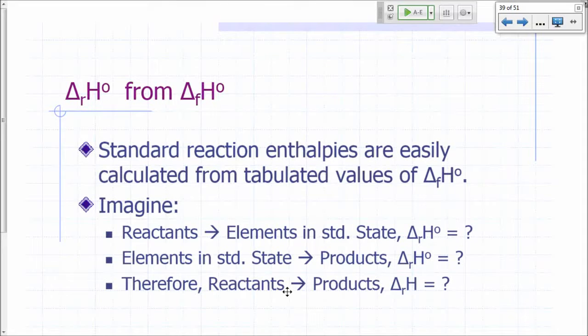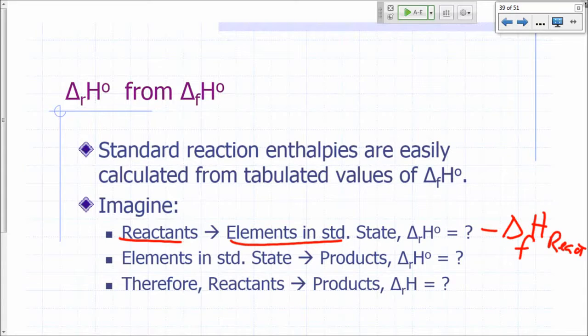Standard reaction enthalpies are easily calculated from tabulated values of standard enthalpies of formation. Okay, so why is that? It's really just an application of Hess's law. Imagine your reactants, change it to elements in their standard state. What would be the delta H for that? That will just be the negative of the delta H formation of your reactants. Why? That's just the opposite of making it from the elements, right?